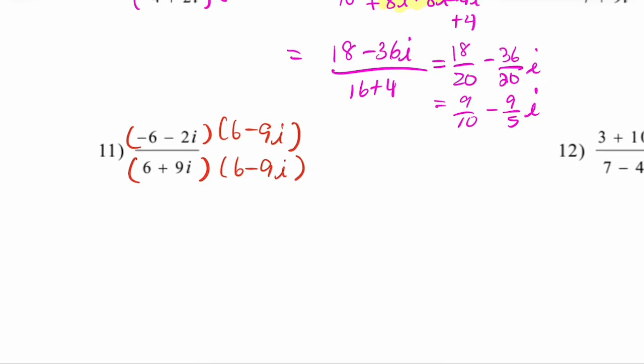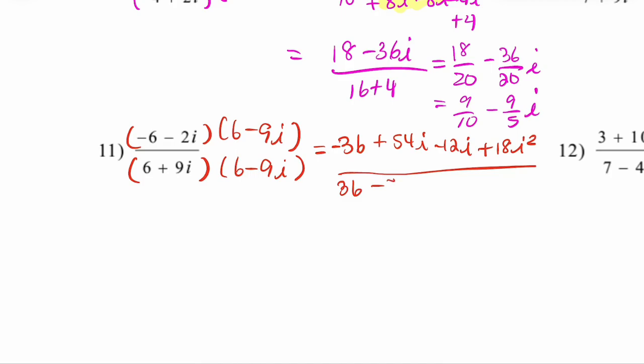So let's go ahead and do that distribution. If we distribute on top, first let's think. We're going to distribute the negative 6. We're going to distribute the negative 2i. Let me show you what we get. We get negative 36, positive 54i, minus 12i, plus 18i squared. On the bottom, we're going to get 36 minus 54i plus 54i minus 81i squared. So we have some things to do before we proceed on.